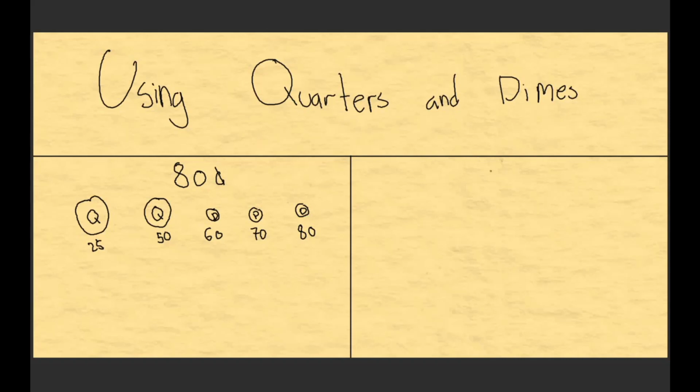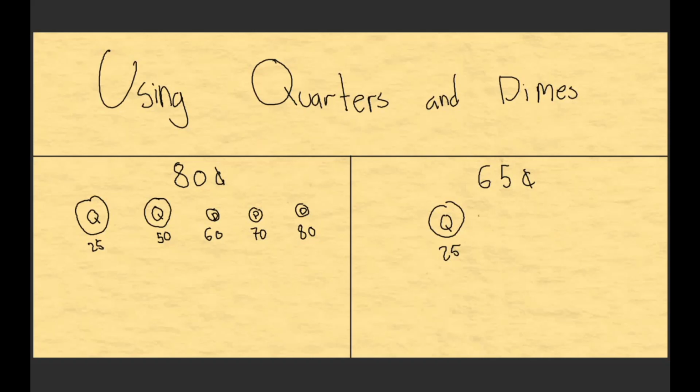Now let's try it with an odd number. For example, let's say that my problem calls for 65 cents. I need an odd amount of quarters to get my 5. So my first one, this is worth 25. Again, if I did a second quarter, I would be closer. That would bring me to 50 cents. However, then I wouldn't be able to reach my 65.